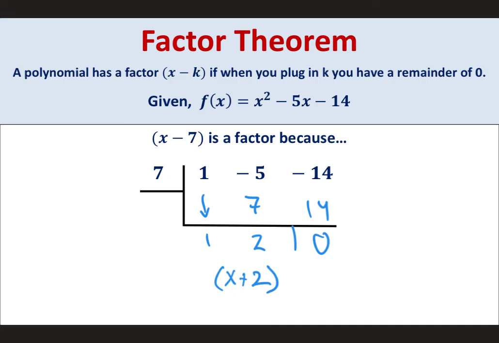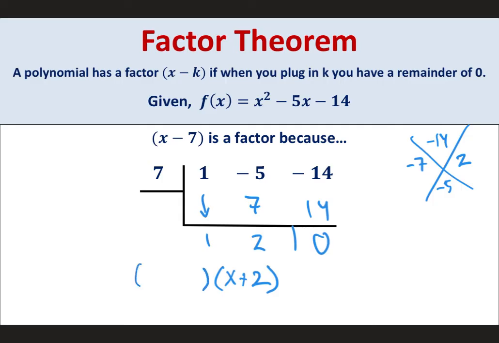Well, we should have kind of already known that, right? Because if I asked you to factor this polynomial right here, you should probably be able to say, all right, negative 14 and negative 5. My factors are going to be negative 7 and positive 2, right? Because negative 7 times 2 is negative 14, and negative 7 plus 2 is negative 5. So our factors would have been x minus 7 and x plus 2. That is how we can check if there's factors.